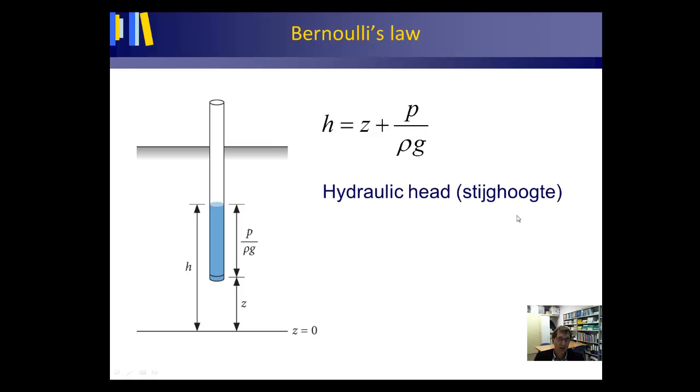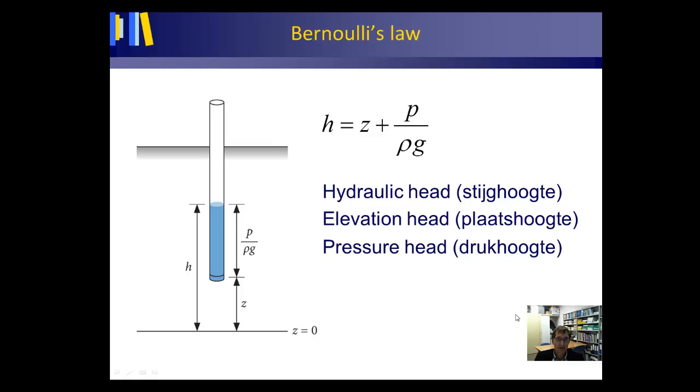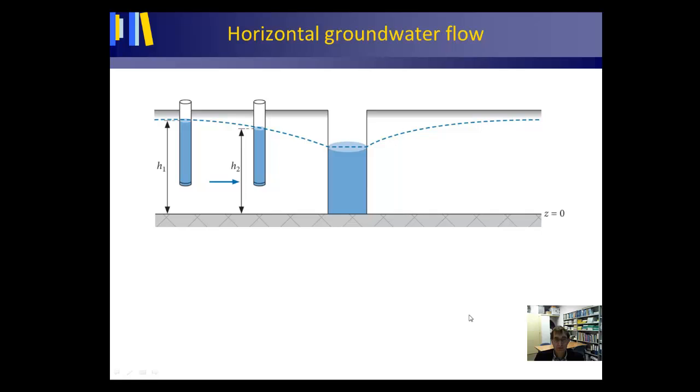And the Dutch words: hydraulic head, stijghoogte; elevation head, plaatshoogte; and pressure head, drukhoogte. And again, a piezometer tube, in Dutch we call that a stijghoogtebuis.